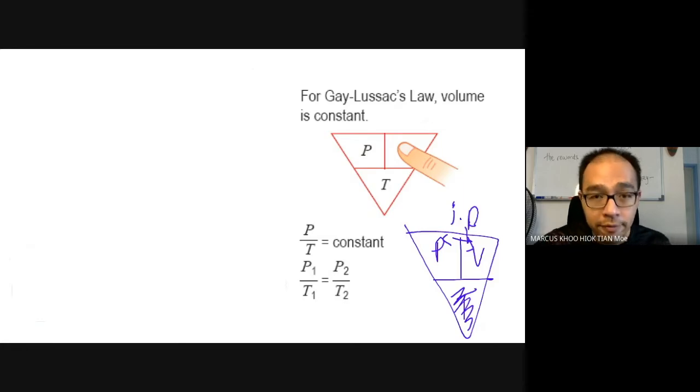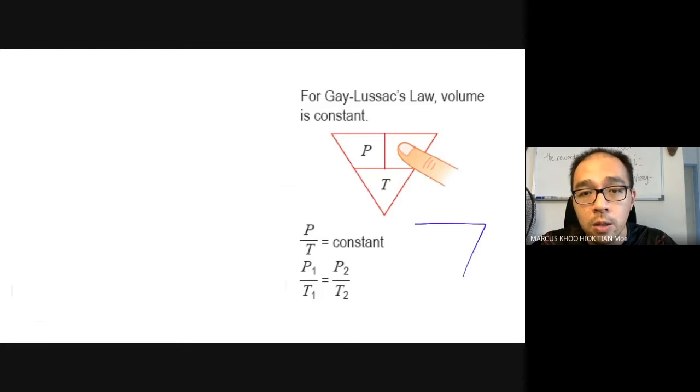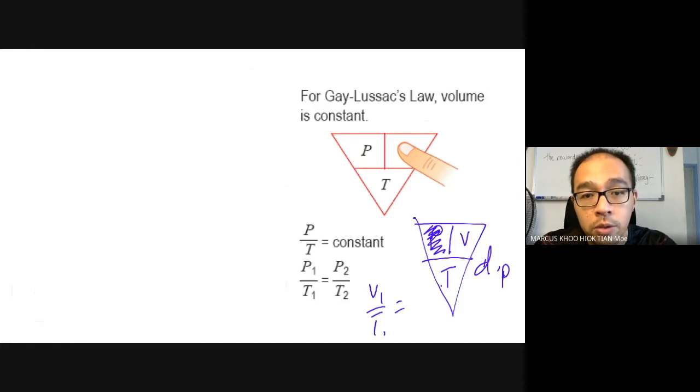Now, what if you have Charles' law? Charles' law is that pressure is constant. So we close pressure. So V and T are directly proportional, and that's why we get V1 over T1 equals V2 over T2. Now we do the same thing for Gay-Lussac's law.